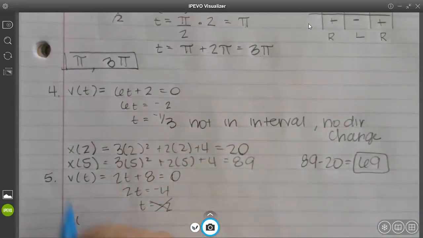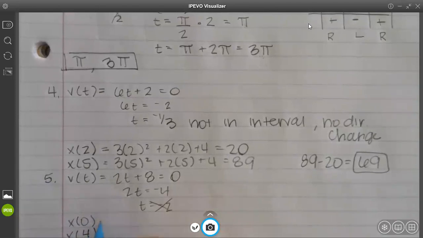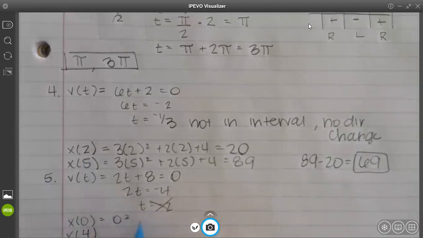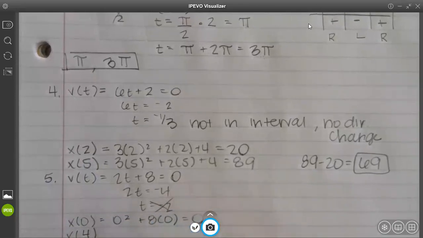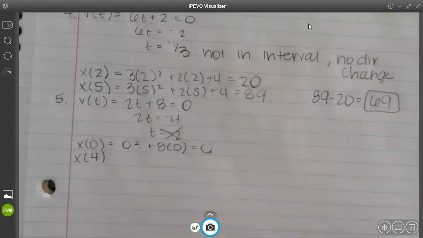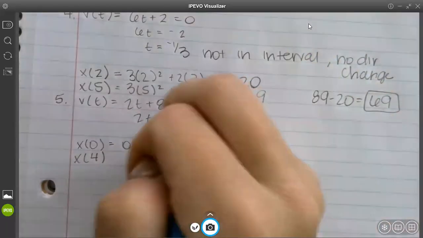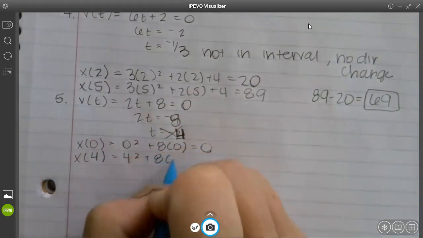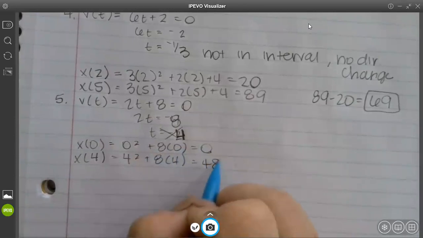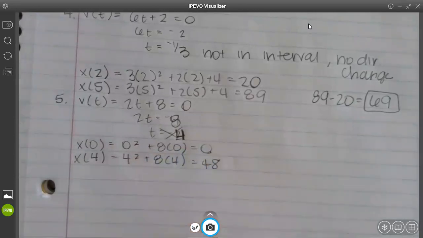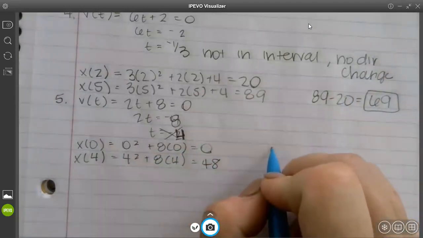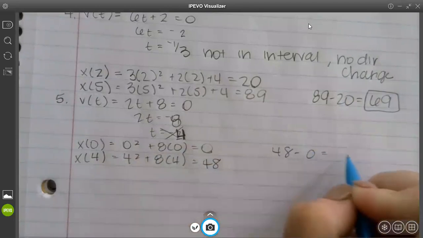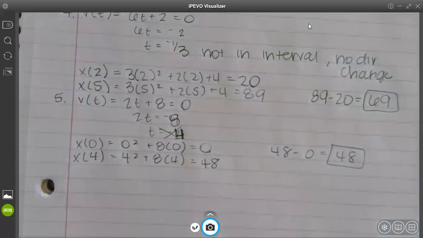So we're going to do x of 0 and x of 4. So into the original, 0 squared plus 8 times 0 is, oh sorry, because I was doing it in my head, which equals negative 4. I was just ahead of myself. Doesn't matter because it's still negative, but it doesn't work. Plug them in. I get 0 and 48. How do I find the distance? But on this one, I didn't have to subtract because I had a 0, so it went 48 units.